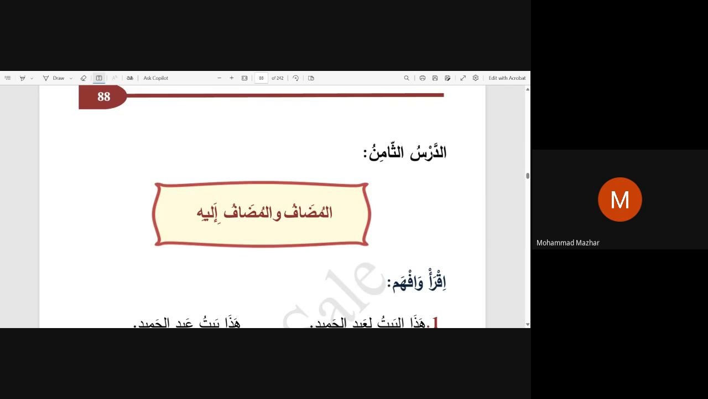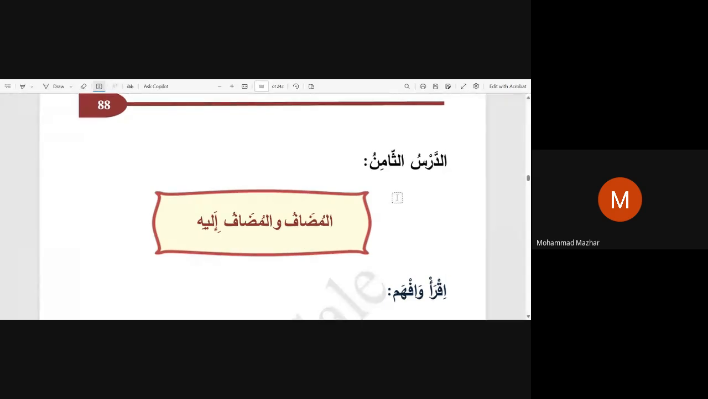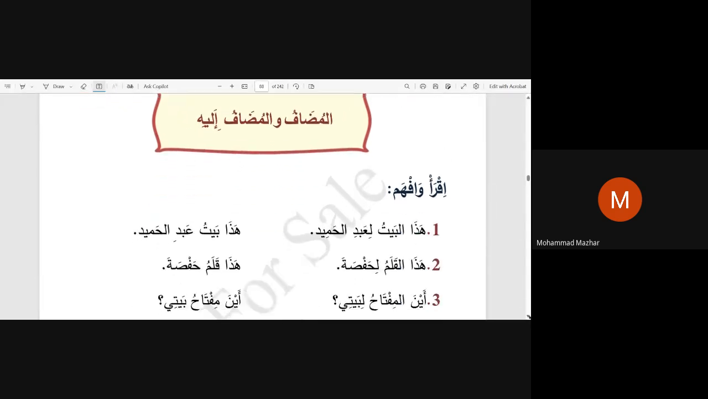Now we already took the first 7 or 8 sentences, so we're going to continue where we left off at. These are the last 2 sentences that we took, number 5 and 6. This is where we want to start. This is called mudaf and mudaf ilayhi. Mudaf is added, to be added, and the other one is added to. Mudaf, mudaf ilayhi.